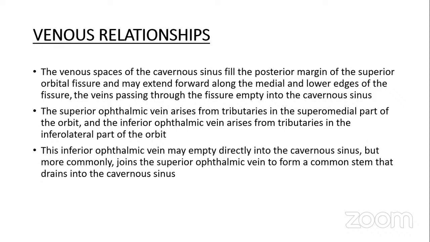Venous relationships. The venous spaces of the cavernous sinuses fill the posterior margin of the superior orbital fissure and may extend forward along the medial and lower edges of the fissure. The veins passing through the fissure empty into the cavernous sinus. The superior ophthalmic vein arises from tributaries in the superior medial part of the orbit, and the inferior ophthalmic vein arises from tributaries in the inferior lateral part of the orbit. The inferior ophthalmic vein may empty directly into the cavernous sinus, but more commonly joins the superior ophthalmic vein to form a common stem that drains into the cavernous sinus.